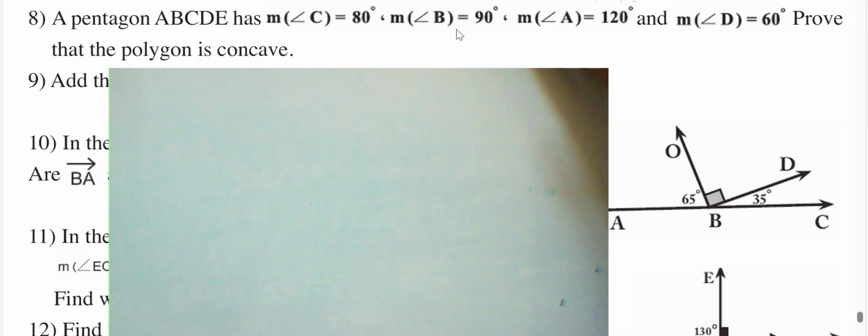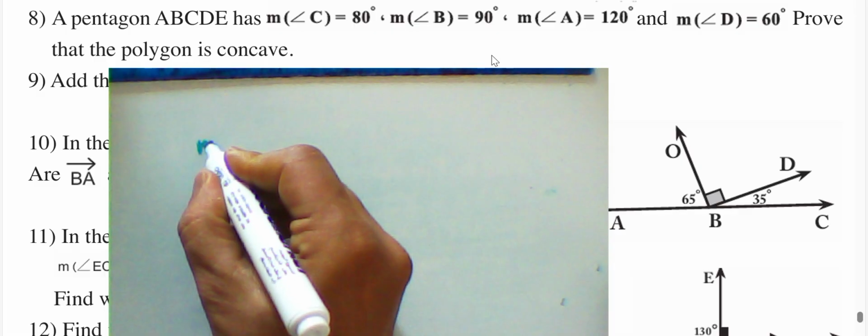Pentagon ABCD, we have a pentagon, measure of angle C 80, measure of angle B 90, measure of angle 120, measure of angle 60. Prove that the polygon is concave. We can find the missing angle here, E. As we know, the sum of interior angles of a pentagon is 540. Then we can collect the sum of the interior angles and subtract the result from 540, and the angle will be greater than 180 to prove that this polygon is concave. Okay, next question.